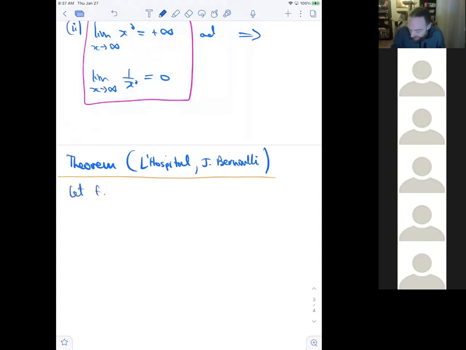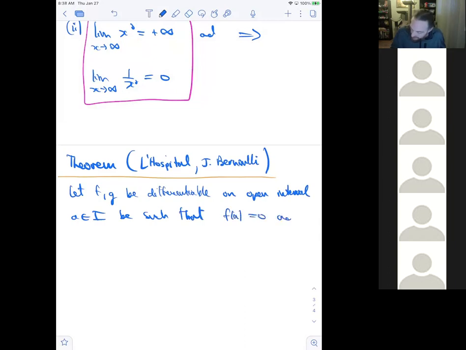So let f and g be differentiable functions on an open interval with a inside there, be such that f of a equals 0 and g of a equals 0 and g prime of x is not 0 for x not equal a.